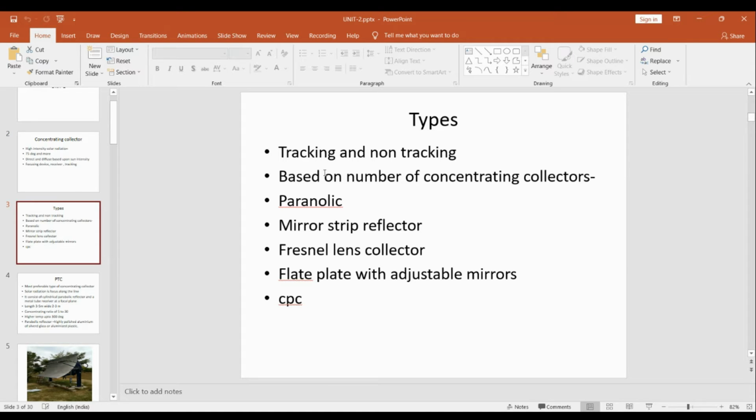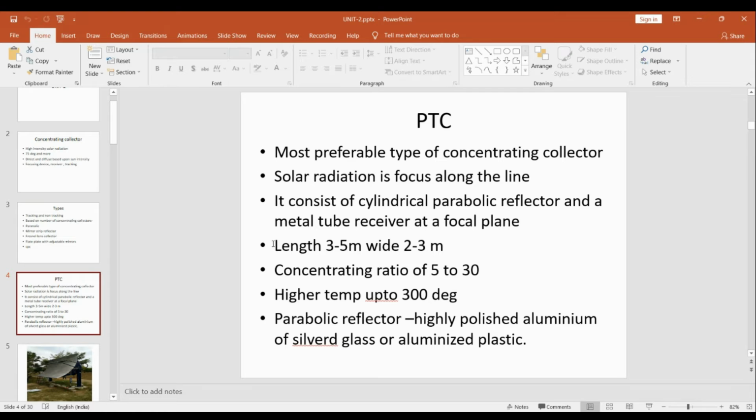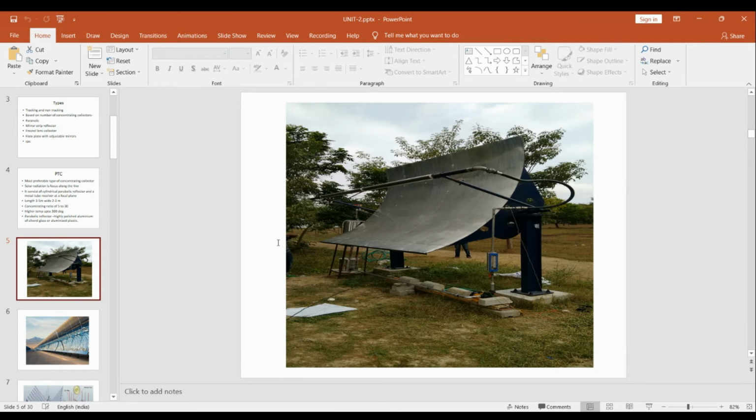So there are certain types of concentrating collectors: parabolic collectors, mirror strip reflectors, Fresnel lens collectors, flat plate collector with adjustable mirrors. So these are the types of concentrating collectors, right? Now we are going to discuss the parabolic trough collector. There are a lot of concentrating collectors also there, but we are going to study the parabolic trough collector. So this is the diagram of parabolic trough collector.